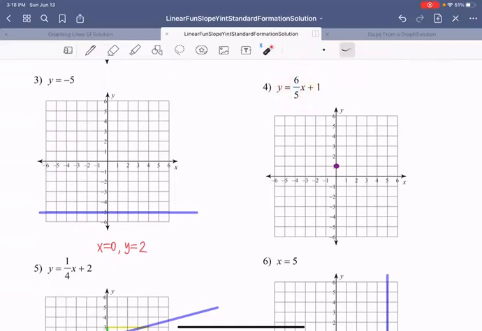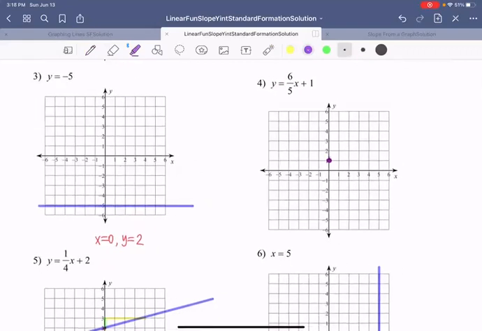And then the rise is 6. Okay, so I'm going to rise up by 6. There. And run by how much? 5. Okay. And then I can connect. Correct? Are you clear about this?